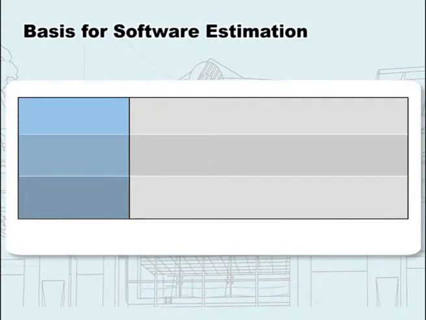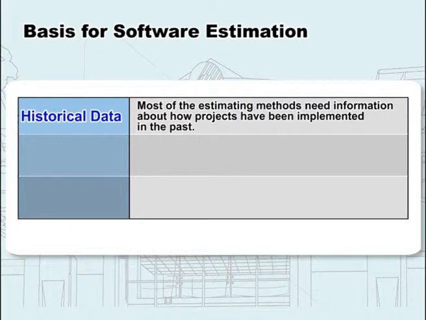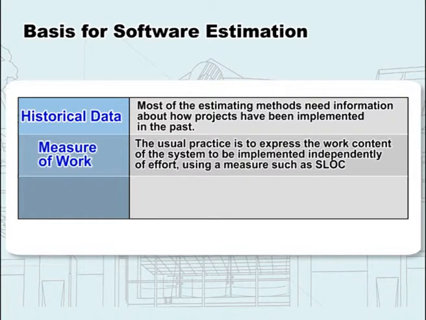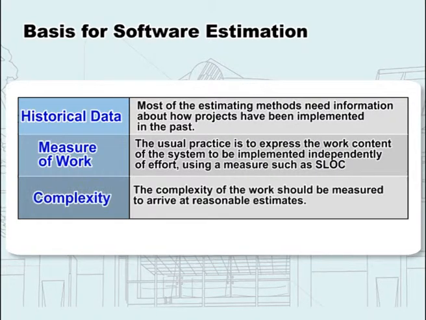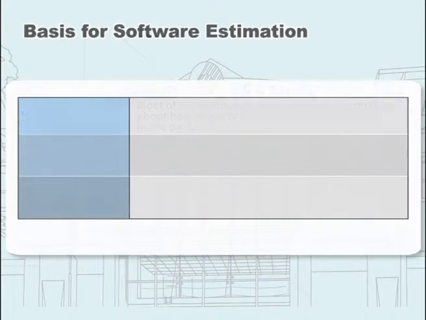There are three things that you may consider when doing estimates. First, historical data. Second, measure of work. Third, complexity. Historical data is normally used by PMs to do estimates. They will use the data as the basis for their estimates. Some projects may provide similar natures to other projects. So this can be applied to new estimates.